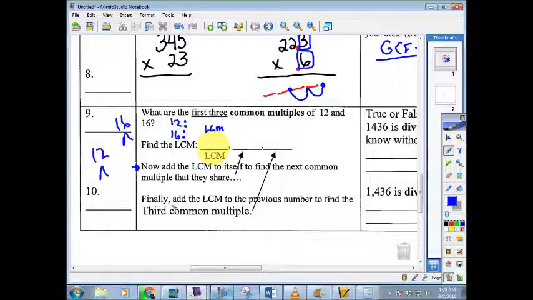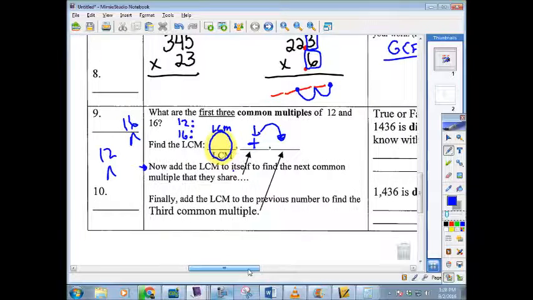And then look what it says. To figure this out, you're going to add the LCM to itself to find the next common multiple. That's going to go there. So that's adding this plus this to get that. And then for this arrow here, finally, you're going to add the LCM to the previous number to give you that. Okay? See if you can figure that one out. That one's a little bit tricky, but it's a really good question.